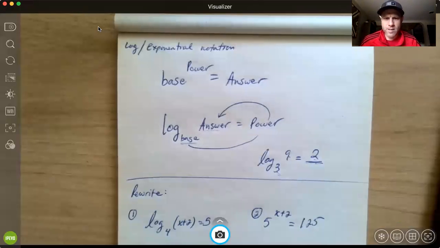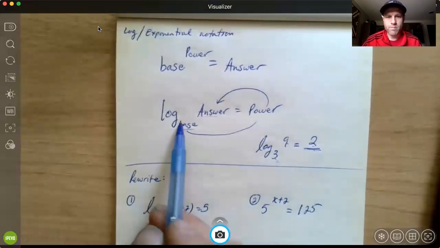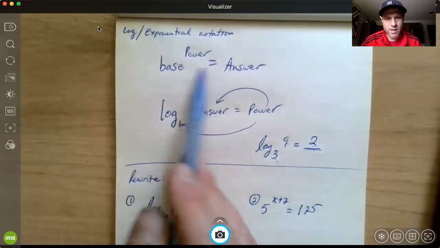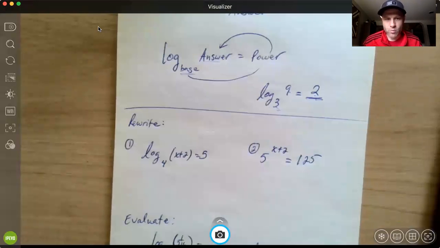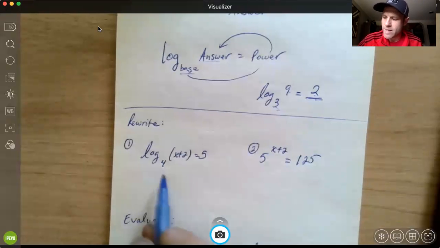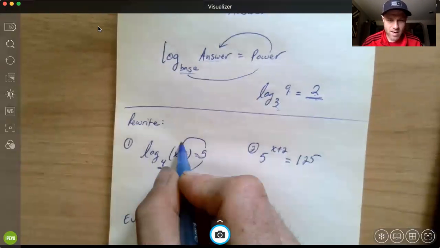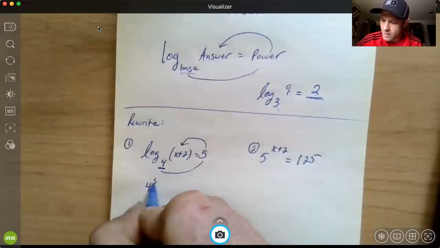A few more examples down here, and you need to be able to go from this log form back to base power answer form, exponential form, pretty proficient. So if I wanted to just rewrite, which they have you do in Edgenuity, if I want to rewrite a log as an exponent problem, I take the base, the power, and the answer, and I transcribe it. 4 to the 5th power equals x plus 2.